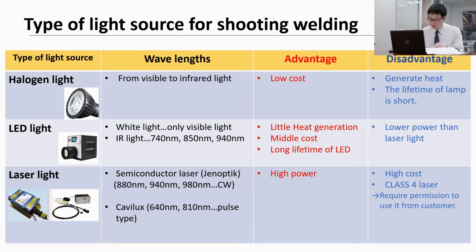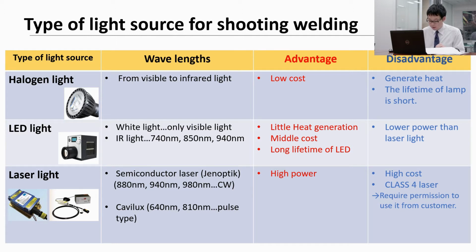Second one, the LED light source. There are two types of LED light source we usually use. The white LED light source is for visible light only, and the IR LED light source has several wavelengths like 740, 815, and 940 nanometer. This light source has the advantage that it does not generate heat like the halogen light source, and the lifetime of LED is longer than the halogen light source. So in the Japanese market, it is most common to use the LED light source to shoot welding, considering the cost and heat problem.